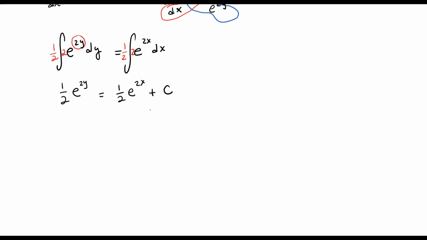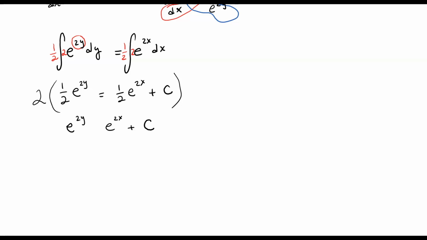All right. Now we're going to try to get rid of this fraction, and I'm going to multiply everything by 2. This gives me e to the 2y equals e to the 2x plus, and yes, you will have some new constant, 2c, but again, it's just some arbitrary constant, so we'll continue to call it c. Now again, we're trying to solve for y, so we're going to take the natural log of both sides.